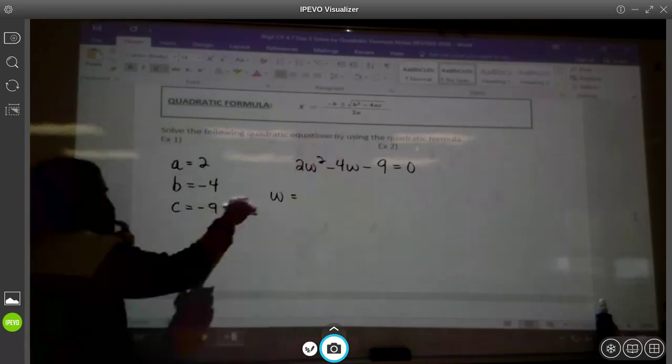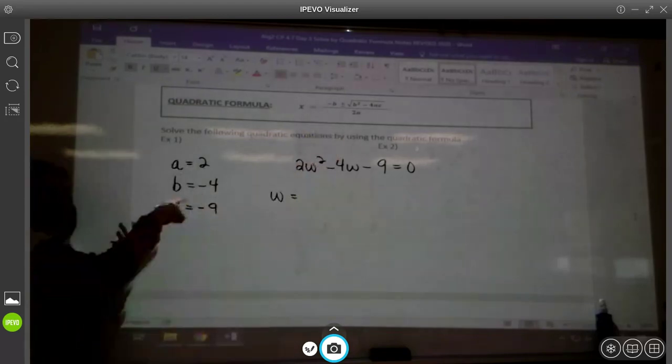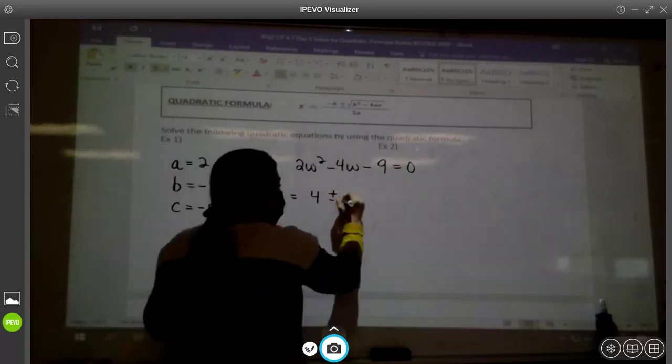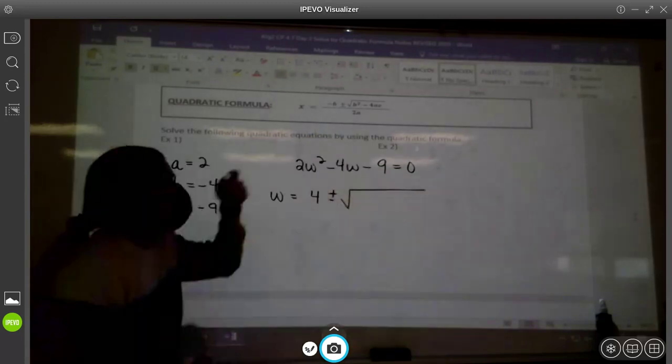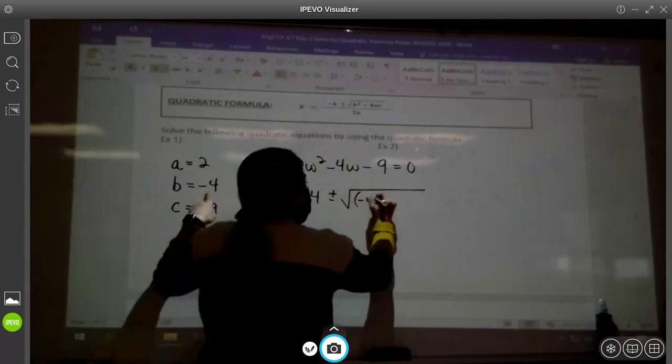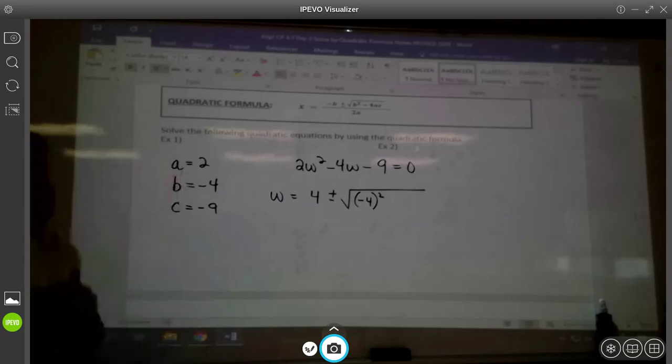First, I need the opposite of B. So guys, if B is -4, the opposite of that is +4. Then we're going to take plus or minus the square root of. I need B, I have to square it. So -4, the whole thing squared. Always put B in parentheses so your calculator does not get that wrong.